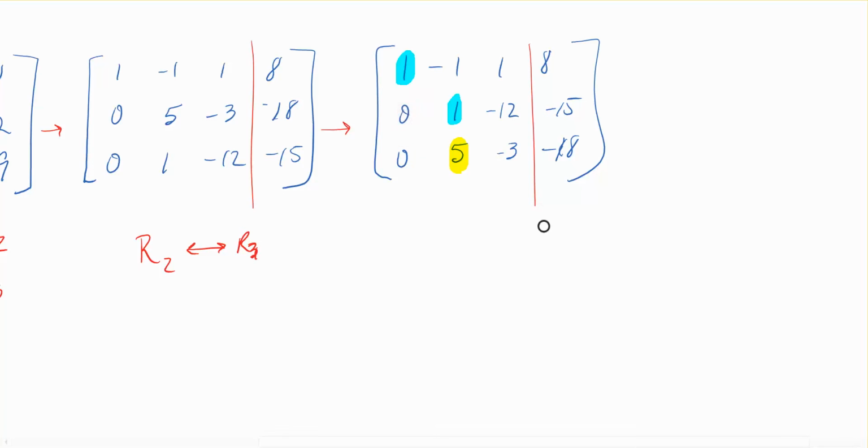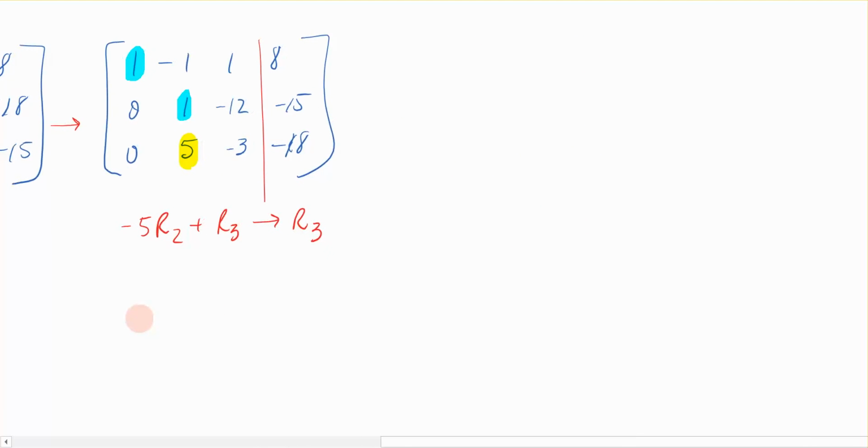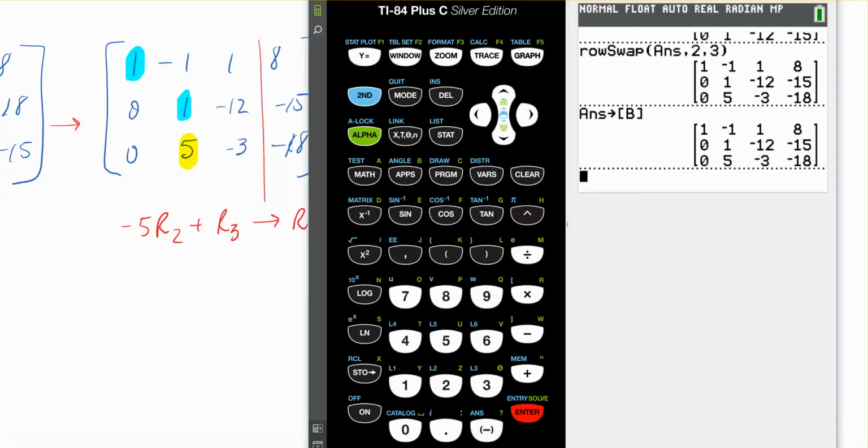That's how come I'm going to multiply -5 times row number 2, add that to row number 3, and I'm going to end up with a new row 3. This is what we are going to do on the calculator.